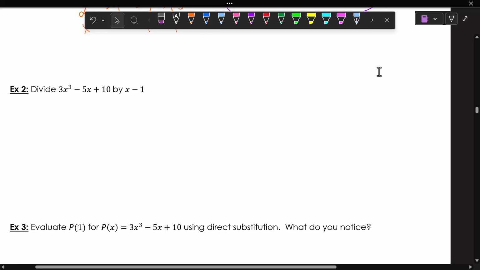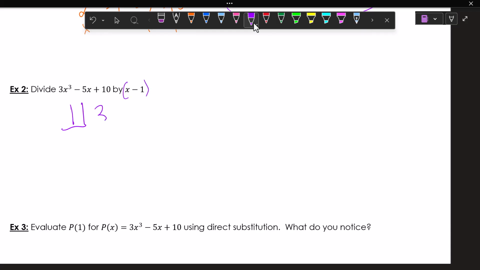We'll try another one. Divide 3x cubed minus 5x plus 10 by x minus 1. So we take the opposite of what's in the parentheses, well, of our divisor. Then 3x cubed, 0x squared, negative 5x, and 10. So we bring the first number down, just 3. 3 times 1 is 3. Add down again, we get 3. 3 times 1 is 3 yet again. Negative 5 plus 3 is negative 2. Negative 2 times 1 is a negative 2, and we get 8 there.